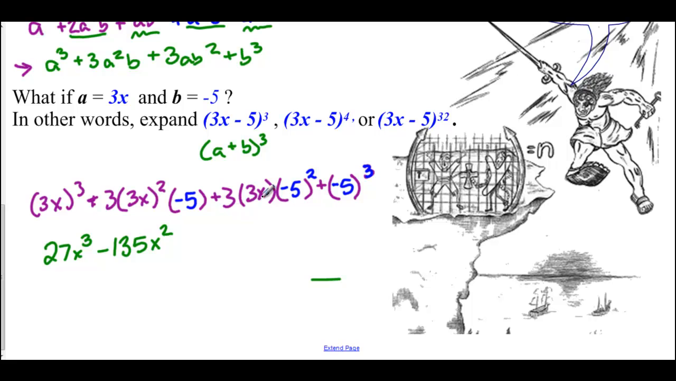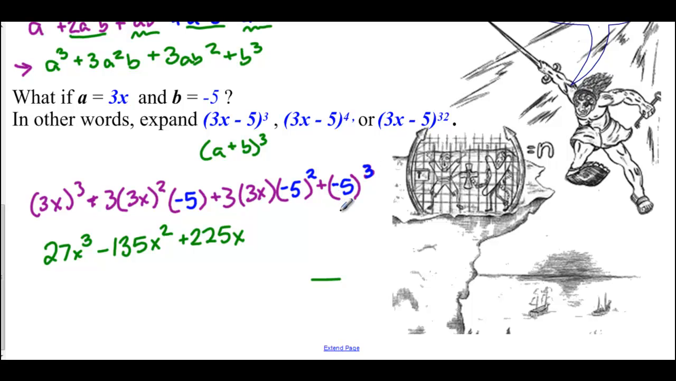And then we need to work this one out. So I'm going to start again with the one that has the exponent. So the negative 5 squared, because the negative 5 is being squared. So negative 5 times negative 5 is going to give us a positive 25. So 25 here. And then times 3x is going to give us 75x. And then times 3 is going to give us 225. So plus 225x. And then here plus a negative 5 cubed.